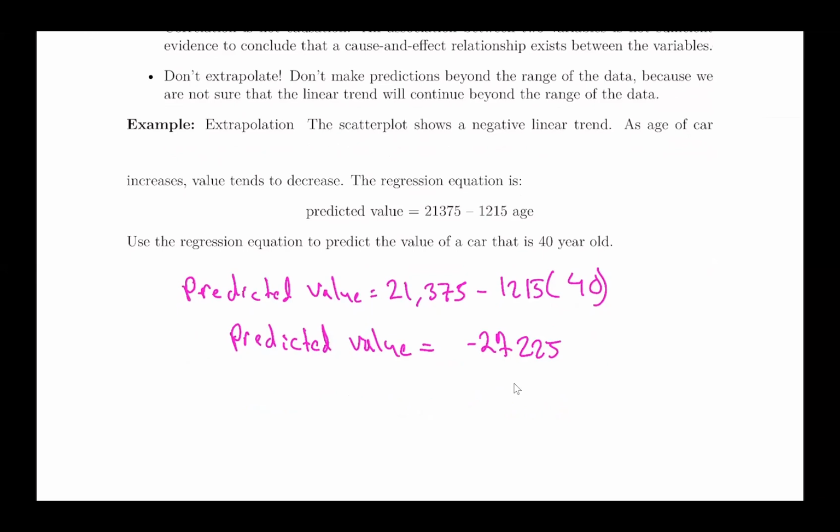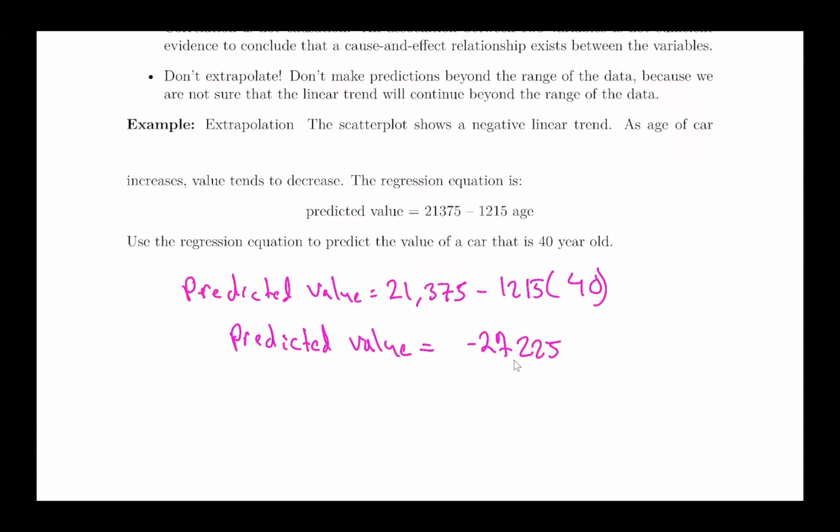So that's the value. It's saying if a car is 40 years old, the predicted value is negative 27,225. Does that answer make sense? Yes. So you're telling me that a car should be valued at negative 27,000? That's fine? My bad. No, that's fine. So if you look at this, this doesn't really make sense.